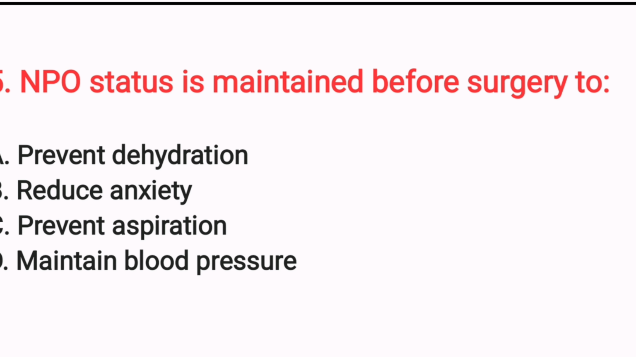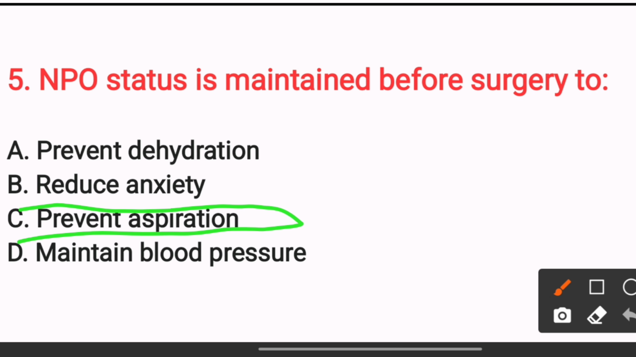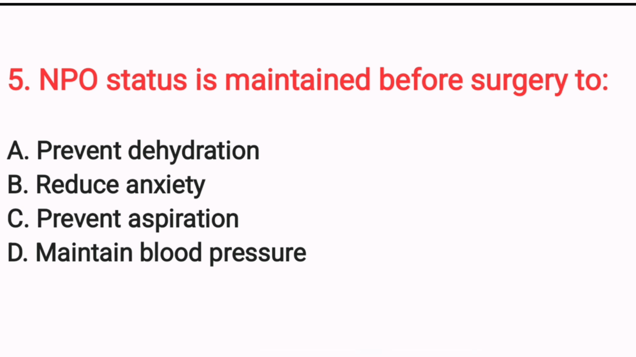NPO means nothing by mouth. NPO status is maintained before surgery to: Option A, prevent dehydration. Option B, reduce anxiety. Option C, prevent aspiration. Option D, maintain blood pressure. The answer is option C, prevent aspiration. If they eat before the surgery, aspiration may occur. If the patient does not eat, aspiration will not occur.